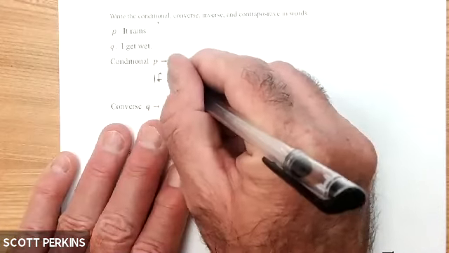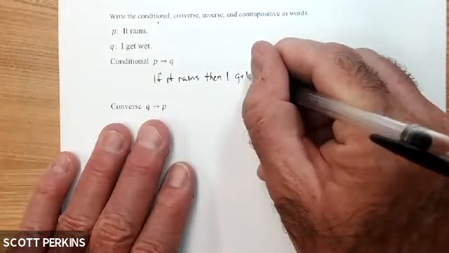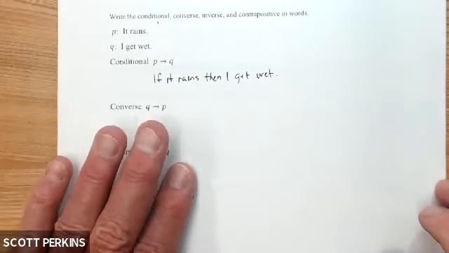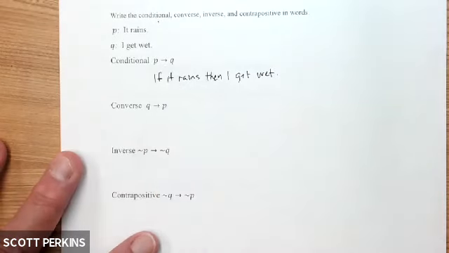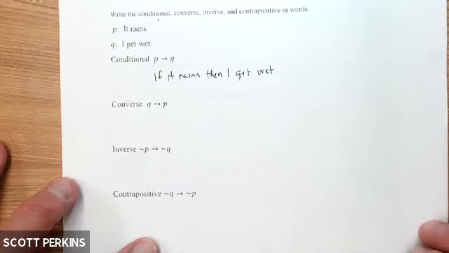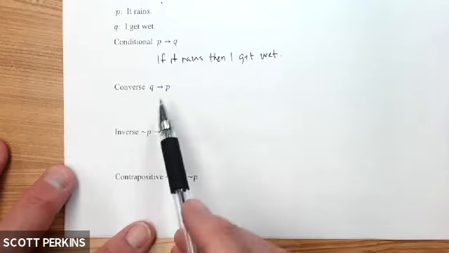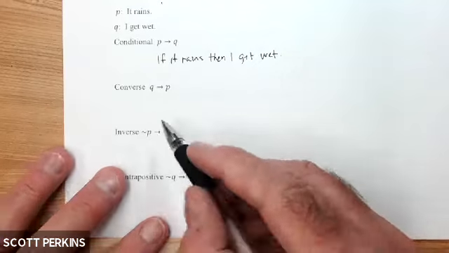Perfect. If it rains, then I get wet. Fantastic. Anybody got a question, comment, or concern about putting P arrow Q into words right there? Well, then do me this favor. Make your best hypothesis at what you think the converse is going to be, Q arrow P. What's Q arrow P?